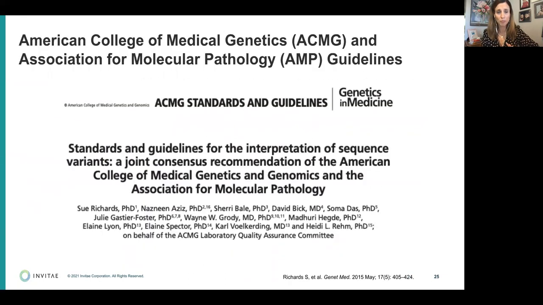So we've looked to the guiding source on this, which is the American College of Medical Genetics and Association for Molecular Pathology, ACMG AMP guidelines, which have put together guidance on how variants should be interpreted based off of information from population databases, the nature or type of variant. So is it a nonsense or a missense? What sort of in vitro and in vivo data are needed? And what information can we glean from family studies to eventually interpret the pathogenicity or benign nature of a variant?